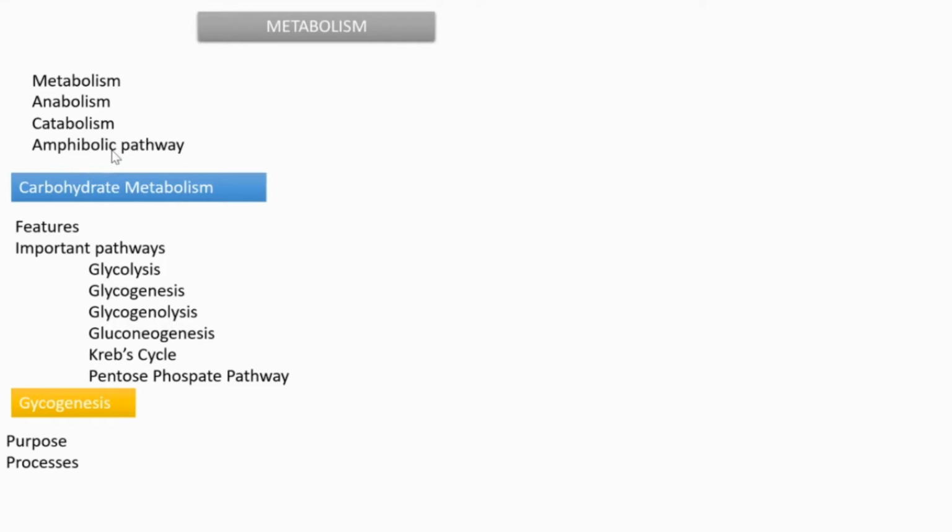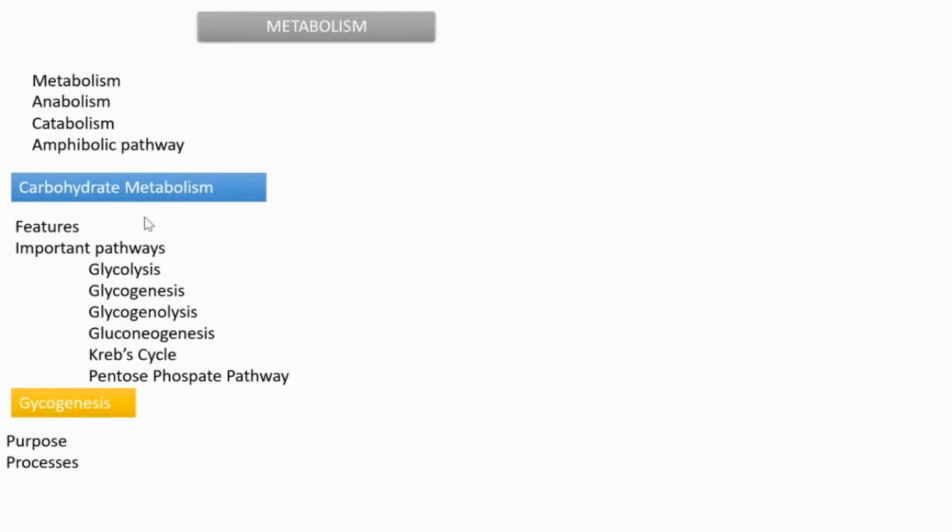Then amphibolic, I think this term is somewhat new for all. We need to understand that. Amphibolic means it's a combination of anabolism and catabolism. If in any pathway these two processes occur at the same time, that pathway is called amphibolic. For example, the Krebs cycle that you will learn in this chapter is an amphibolic pathway. In that same pathway itself, we can see both anabolism and catabolism.